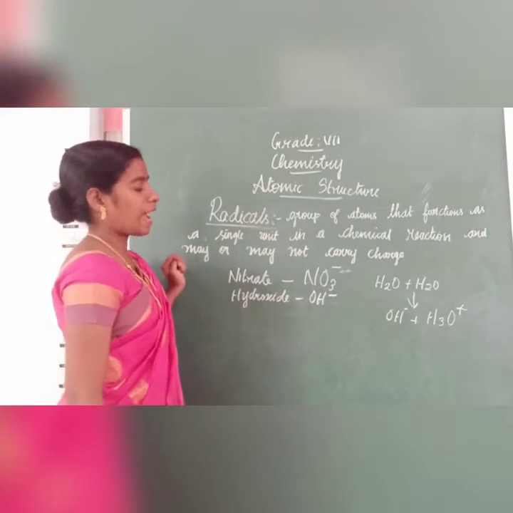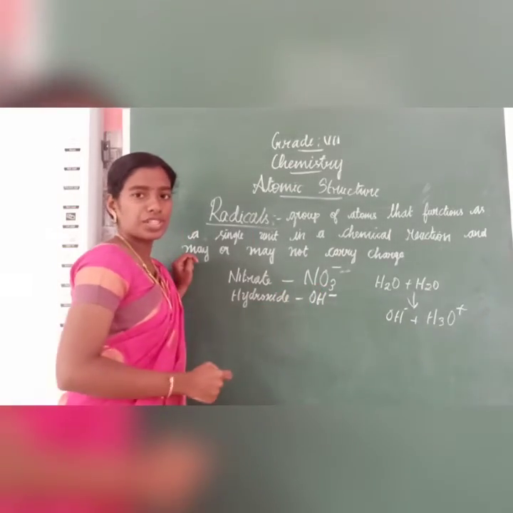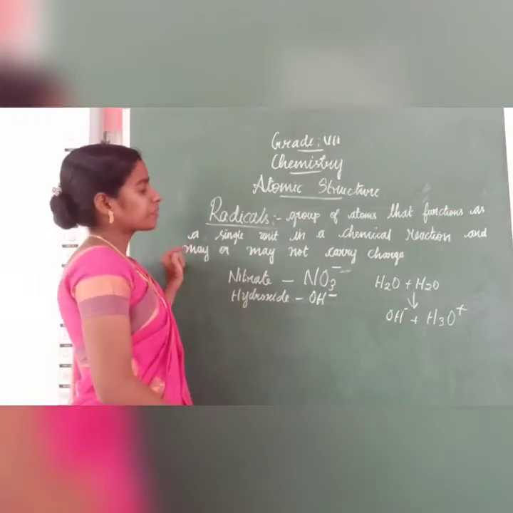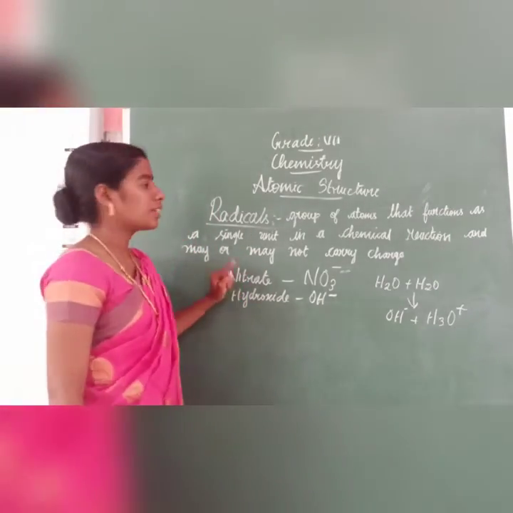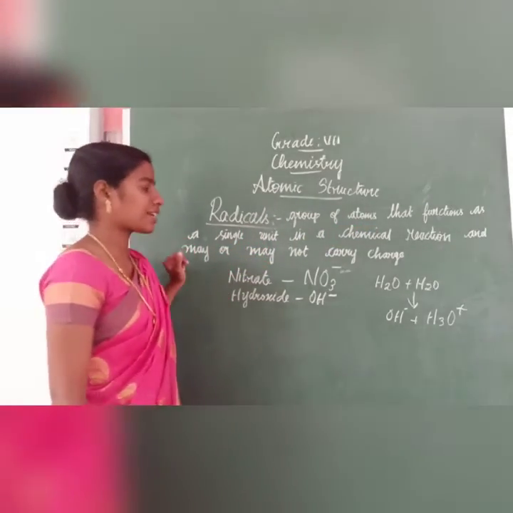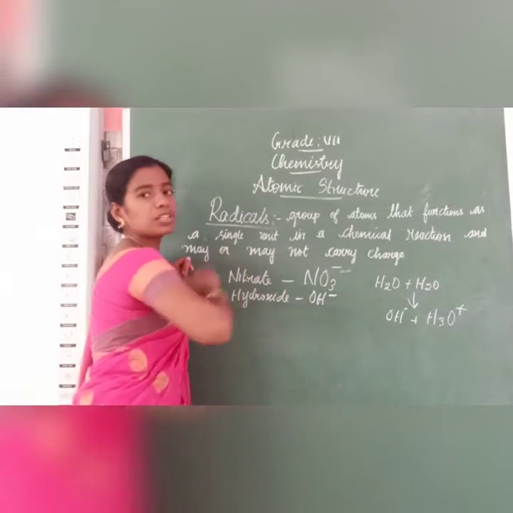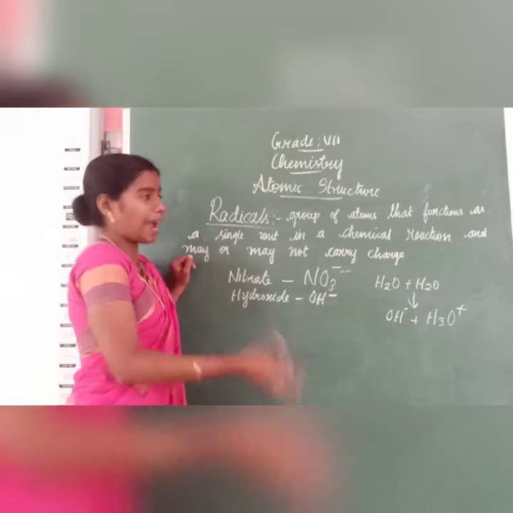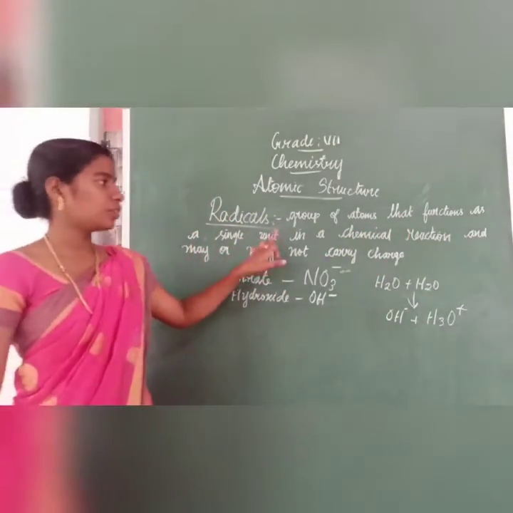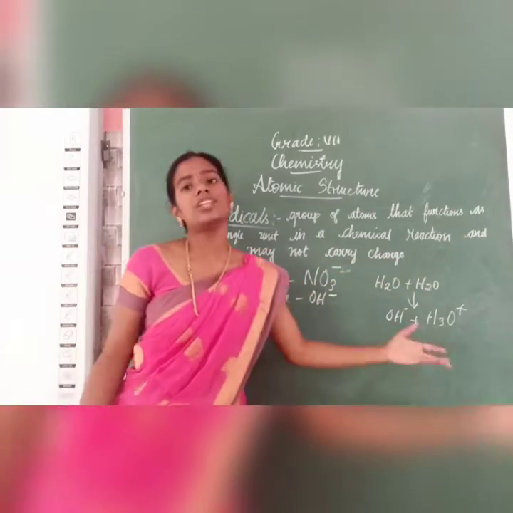Radical is a group of atoms. It has 1 nitrogen atom and 3 oxygen atoms. So it's clear that it is a group of atoms. Next, that functions as a single unit in a chemical reaction. It is a single unit, right? NO3 minus is a single unit, but it has different types of atoms. A group of atoms that functions as a single unit in a chemical reaction and may or may not carry charge.